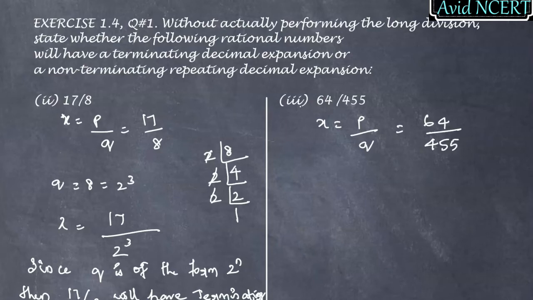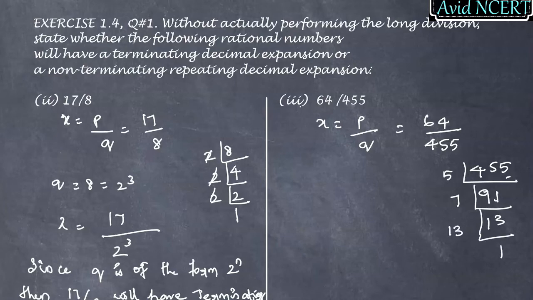We'll find the factor 5. This number is ending with 5, therefore a factor will be 5. 5 9 times is 45, 5 1 times is 5. And then 91 will be a multiple of 7. 7 1 times is 7, remaining is 2, and 7 3 times is 21. And since 13 is a prime number, 13 1 times is 13. So q is of the form 5 into 7 into 13.